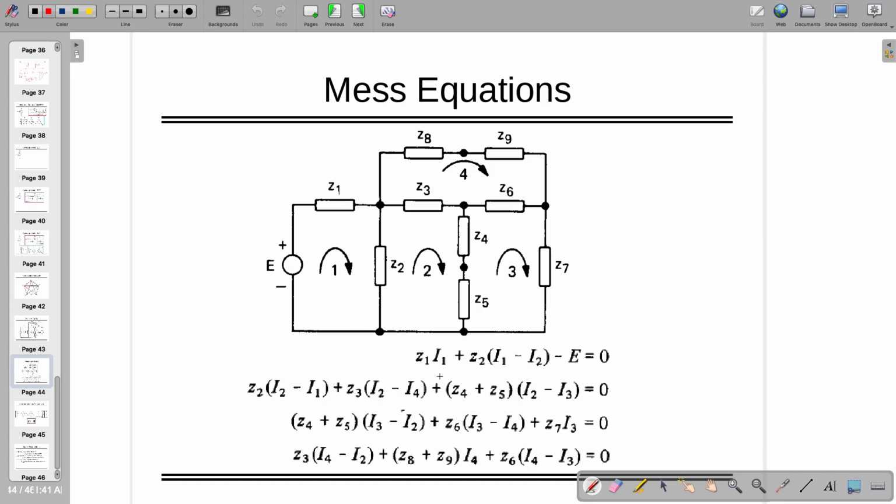So it's Z1 times I1 plus Z2 times (I1 minus I2) minus E equal to 0. Generally, I follow the left hand side and right hand side, similar to the previous case. On the right hand side, all the independent voltage sources will be here. On the left hand side, all the passive components, so the voltage across all the passive components will be written on the left hand side.